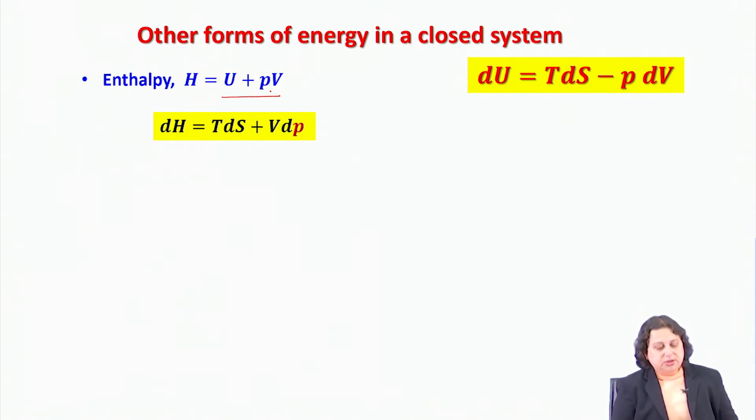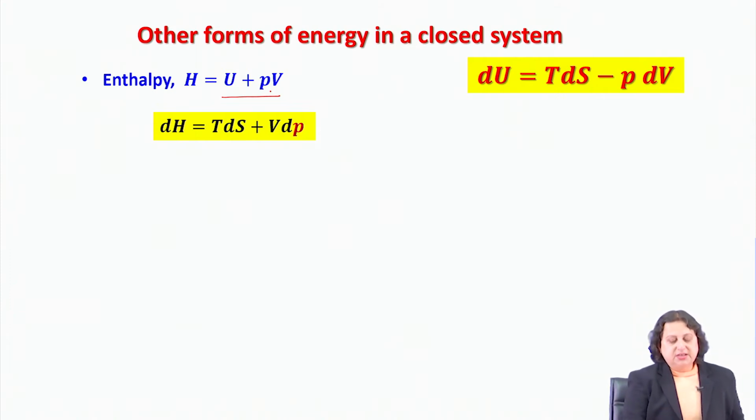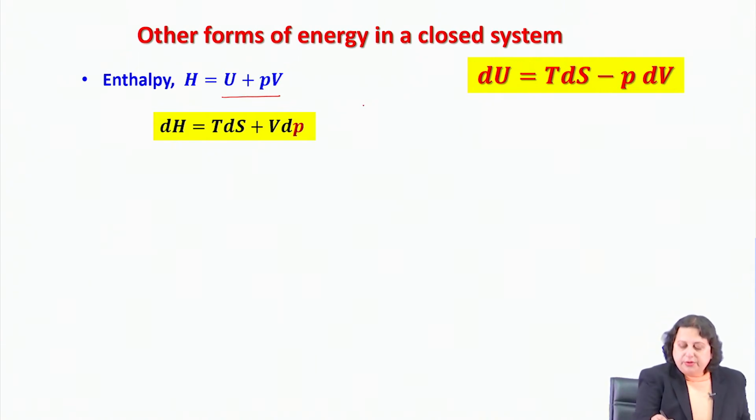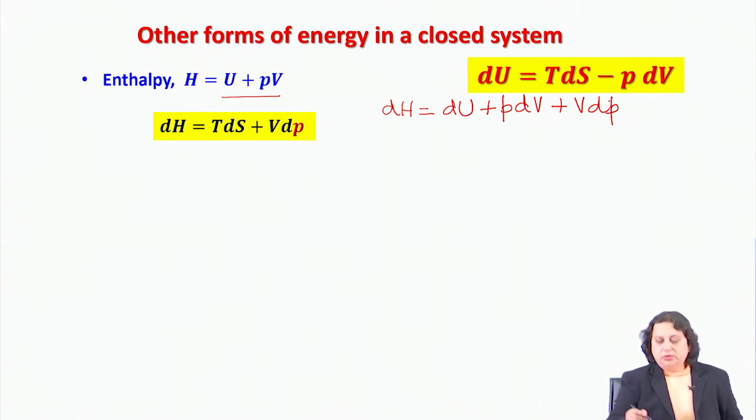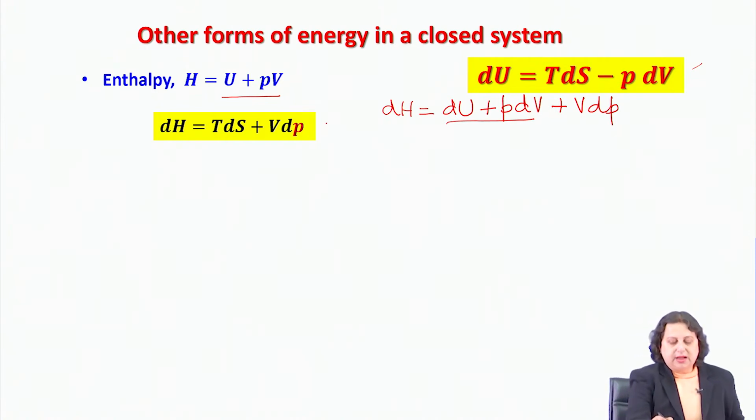And now I can show that dH is equal to TdS plus VdP. What I am going to do here is, from the definition, dH is equal to dU plus PdV plus VdP. But if I look into the combination of the first law and the second law of thermodynamics, I understand that dU plus PdV is nothing but TdS. So this is what I have put in here.